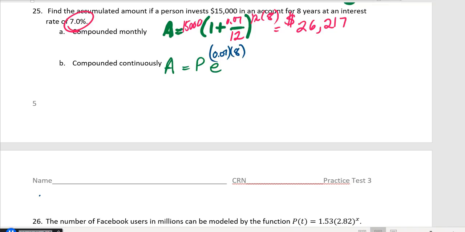Now we know E is a number. It's around 2.7-ish, right? So it's a number. Don't let it throw you. P we know already is 15,000. I'm going to use my calculator. Let me show you how to do that.